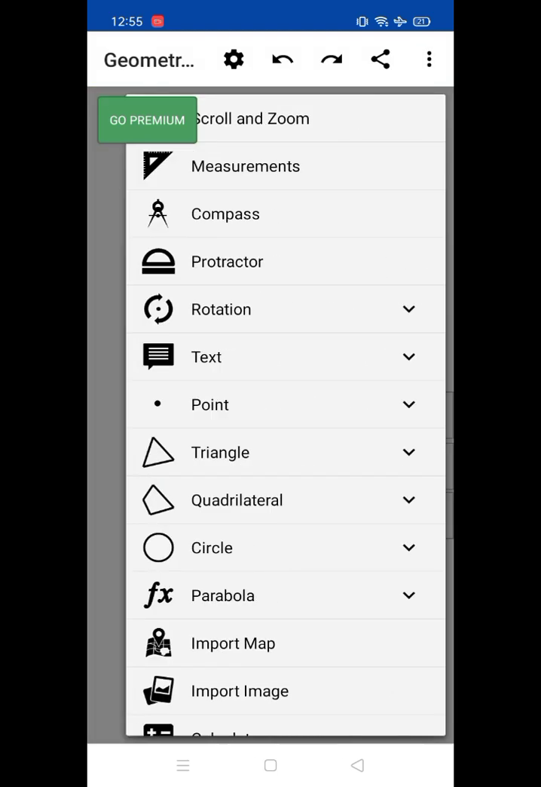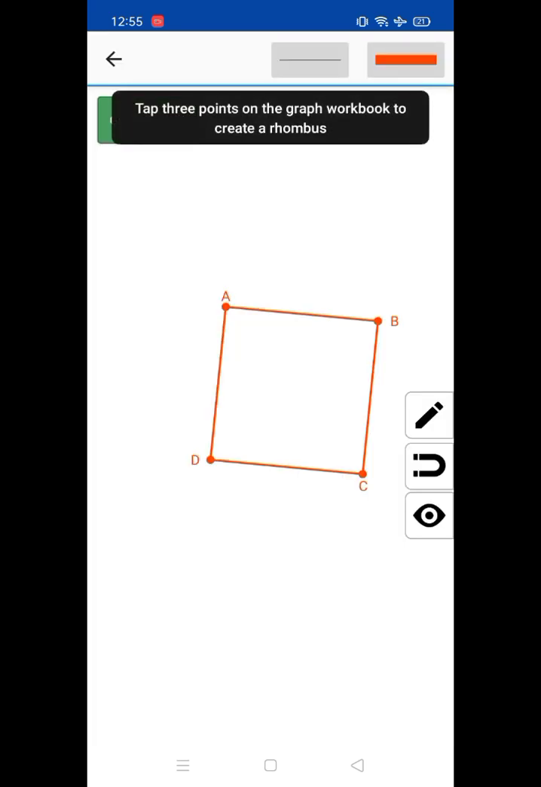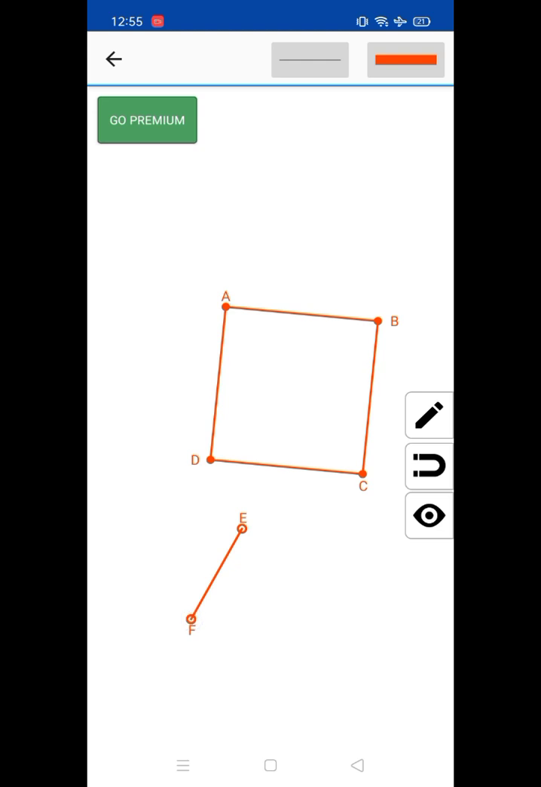For the next quadrilateral, I want to use a rhombus. Tap 3 points. The rhombus is seemingly similar with square. However, as we can see, the interior angles are not right angles or not equal to 90 degrees. The angles E and G are congruent, but they are obtuse, and the angles H and F are also congruent, but they are acute angles.